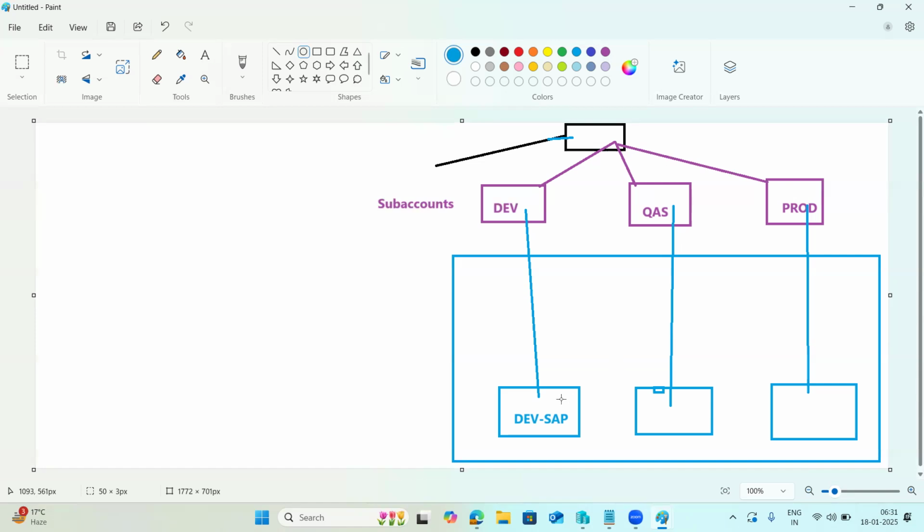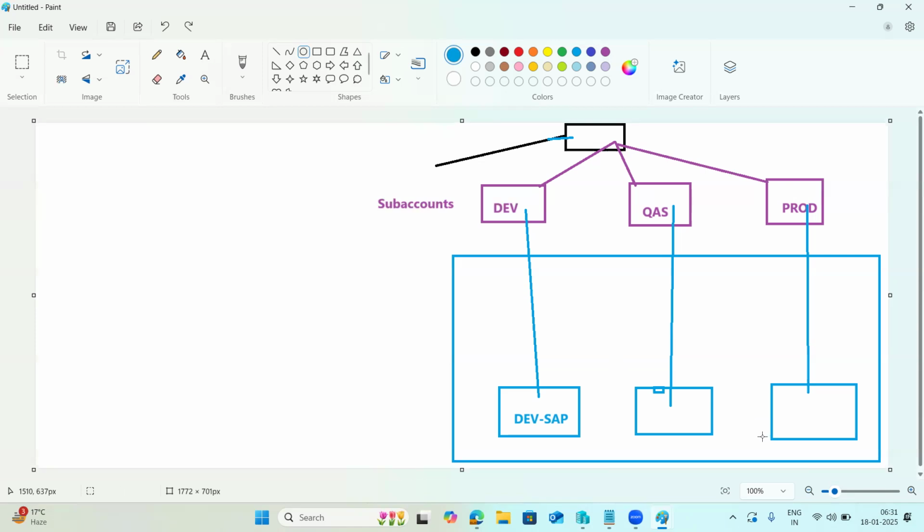Same as here: development system, quality system, production SAP system. We will not do everything in one system, right? Development activities are done in development, then we move the changes to quality, then from quality to production. So like that, we move the changes.